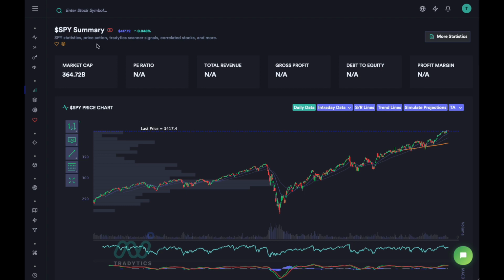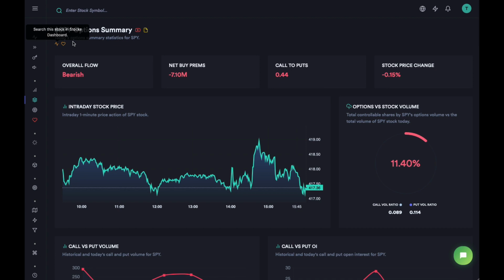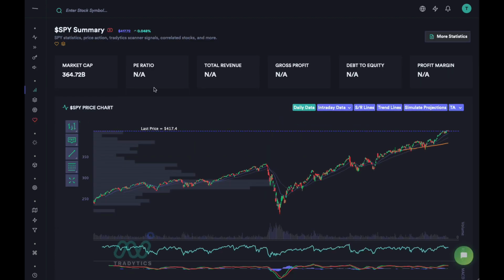At the very top, we have the ticker name, the current price, and then the price change. Then these two buttons are used to navigate to other dashboards with the same symbol name. So let's see, if we click on this, we are going to go to the options dashboard, and then we can just click it to go back.